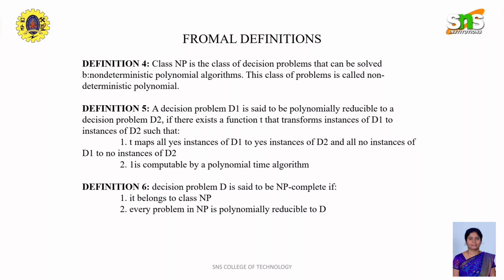The sixth definition is that a decision problem D is said to be NP-complete if it belongs to class NP and each and every problem in NP is polynomially reducible to D.